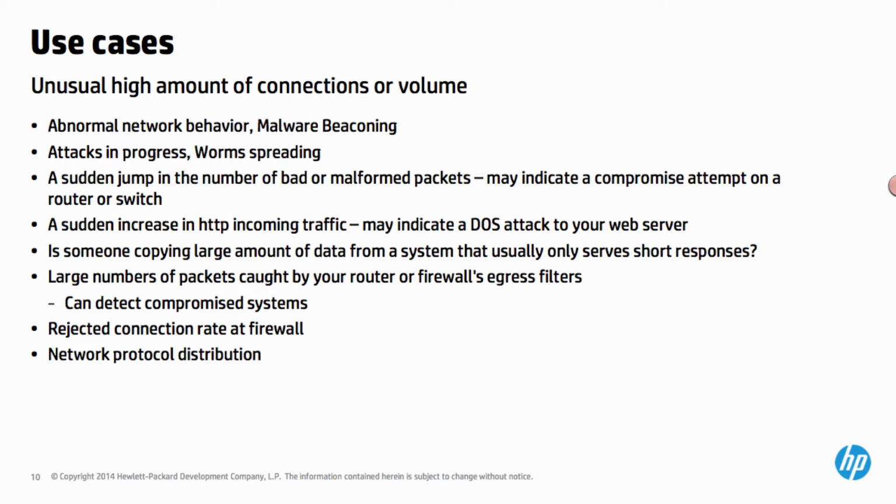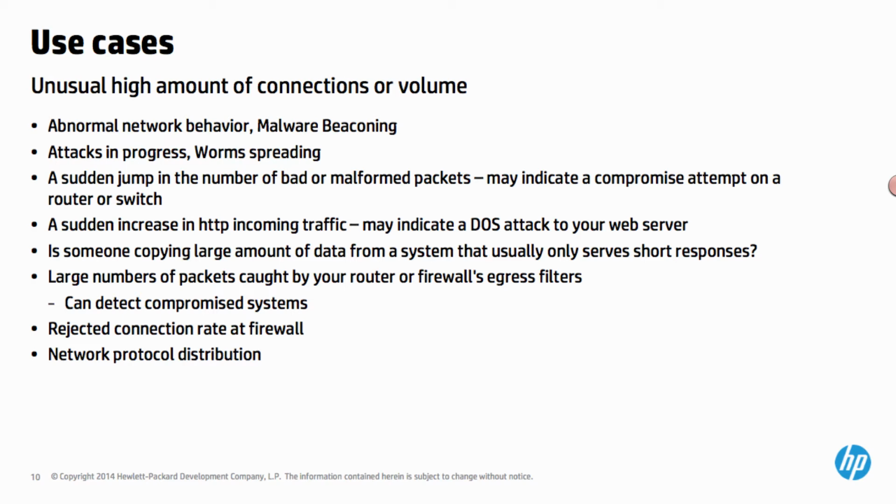What about a large number of packets being caught by your firewall's egress filters? Are we seeing a vast increased number of dropped packets going outbound? Well, what's that going to tell us? Well, we can start to identify compromised systems at this point. So it's baseline activity from what you see normally. Rejected connection rate of the firewall, inbound or even internal systems. What's not making it through and what is incorrectly configured, for example.